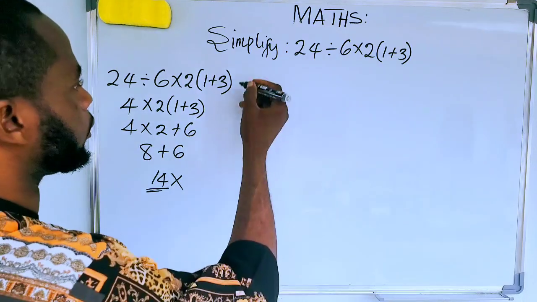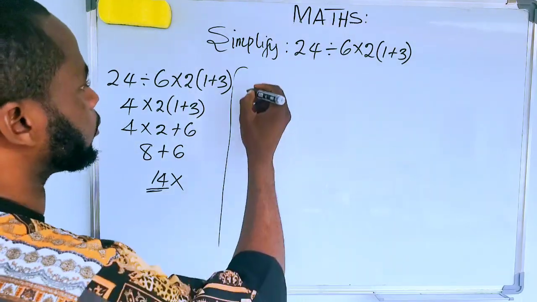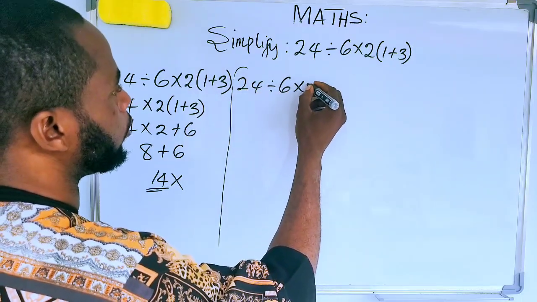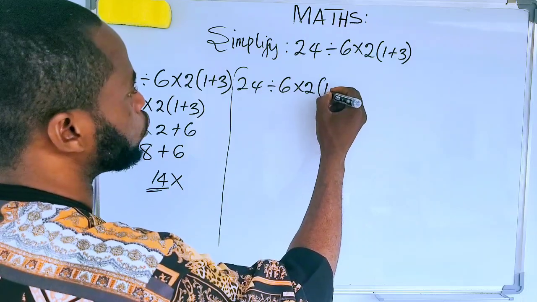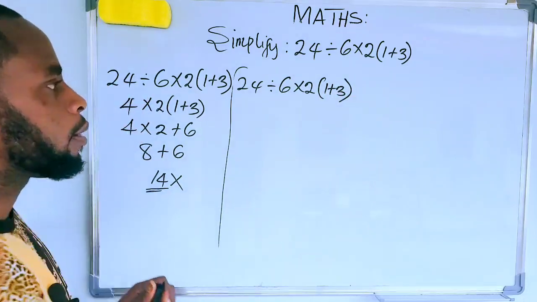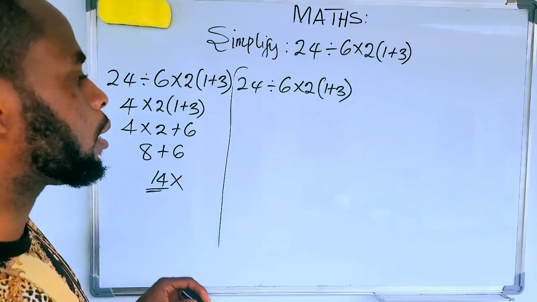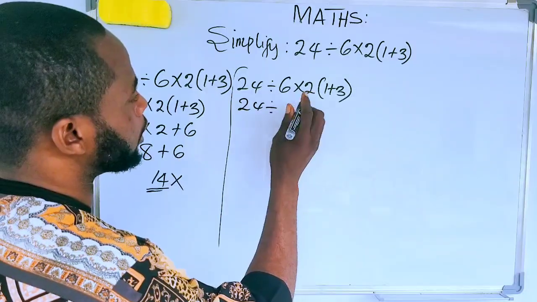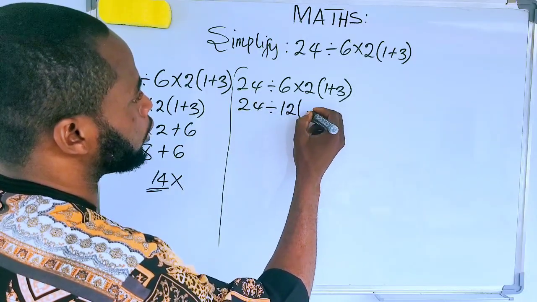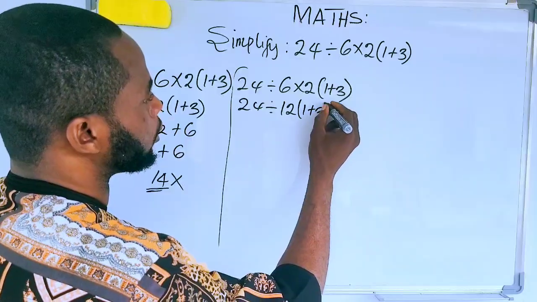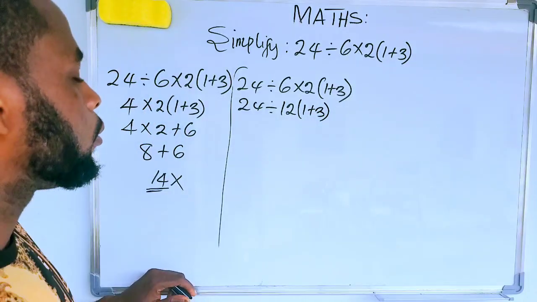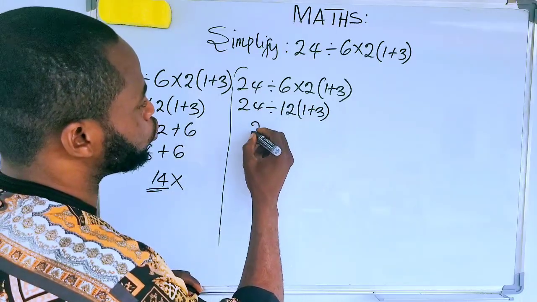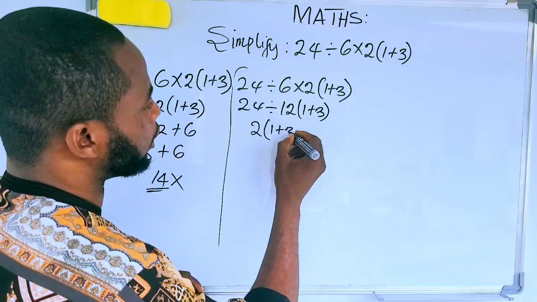Now again, still on this, some persons will simplify it like this: 24 divided by 6 multiplied by 2 into 1 plus 3. Then at this point, they'll multiply this. We have 24 divided by 6 times 2, that gives 12, into 1 plus 3. Then here we have 24 divided by 12, that gives 2 into 1 plus 3.